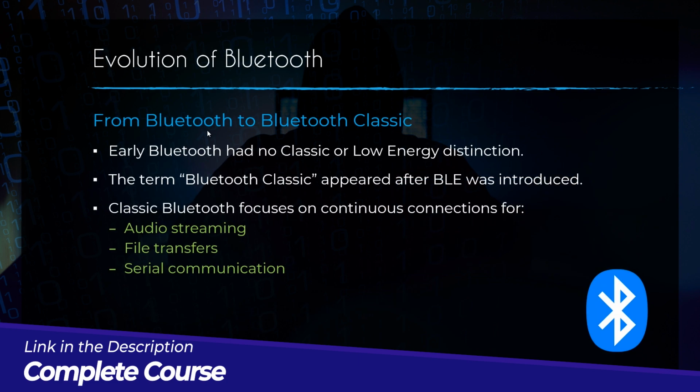When Bluetooth was first introduced, it existed as a single standard. There were no BLE or Bluetooth Classic. The terms Bluetooth Classic and Bluetooth Low Energy, which is BLE, were later introduced to differentiate between traditional Bluetooth, which is now Bluetooth Classic, and its low power version designed for modern devices, which is BLE.